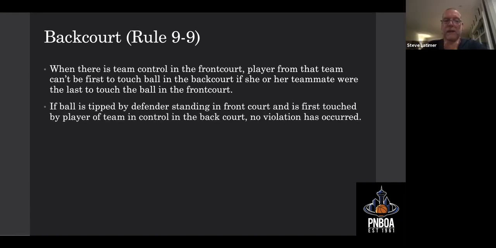Okay, if the ball is tipped by a defender standing in the front court and is first touched by a player in team control in the back court, there's no violation.